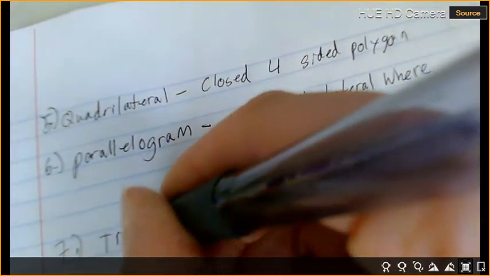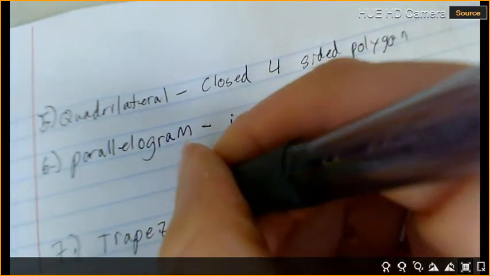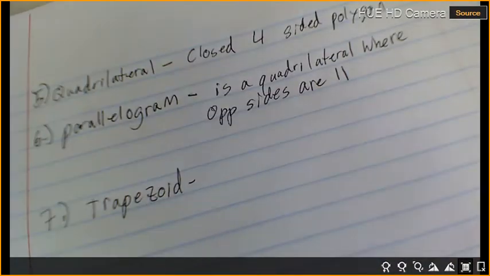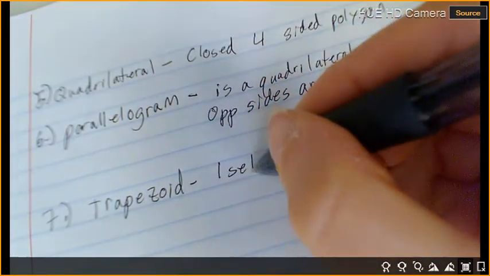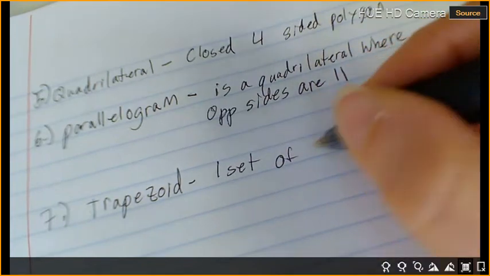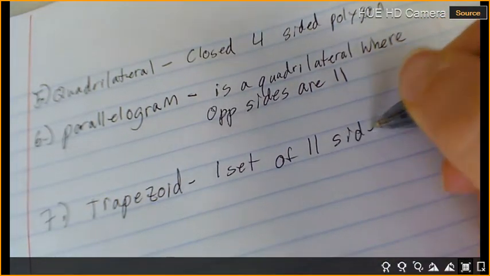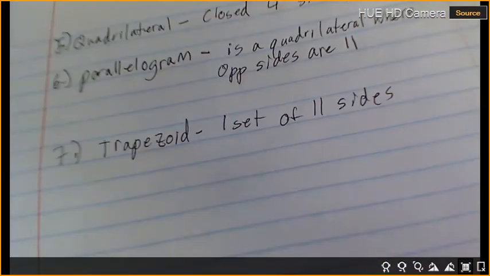Okay. Number 7, trapezoid. A trapezoid has one set of parallel sides. And I did the abbreviation for parallel right there.